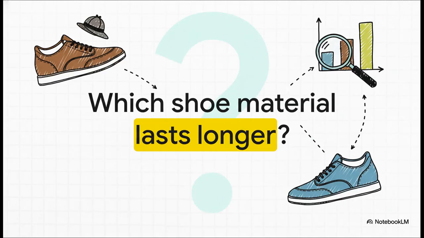A shoe company is on the edge of a huge decision. They've got two different sole materials. Material A, kind of the old reliable, and Material B, this promising new contender. They have to know which one lasts longer before they sink millions of dollars into production. But here's the catch. Their only clues come from a tiny little set of test data. So how in the world do they make the right call without just flipping a coin?